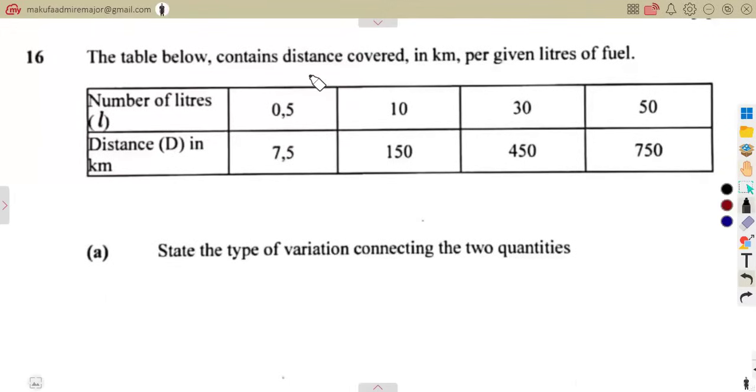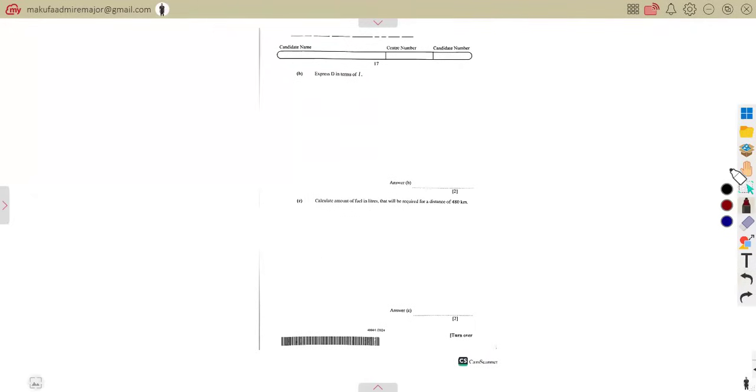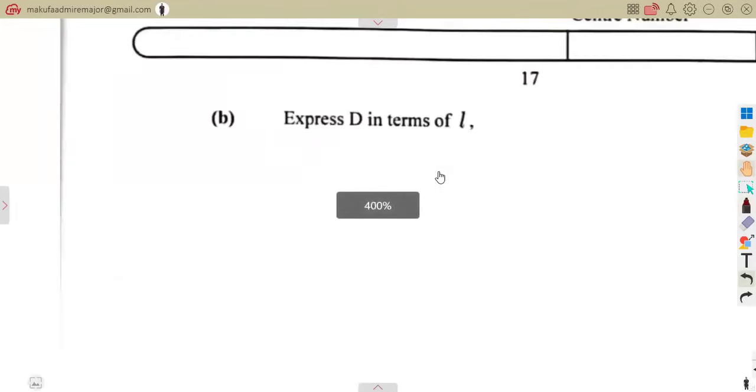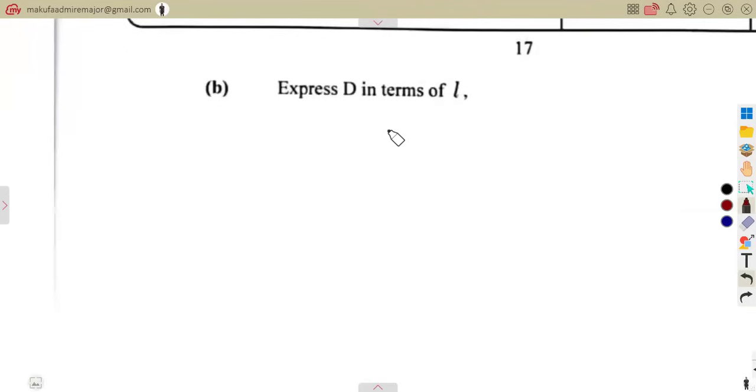The table below contains distance covered in kilometers per given liters of fuel. As the distance is increasing, the number of liters of fuel is increasing also. State the type of variation connecting these quantities: as one is increasing, another one is increasing. That is a direct variation connecting these two quantities, D and L. Then we are asked to express D in terms of L. So there is a relationship between D and L. D varies directly as L, but it must be D in terms of L. So D is equal to the constant times L.